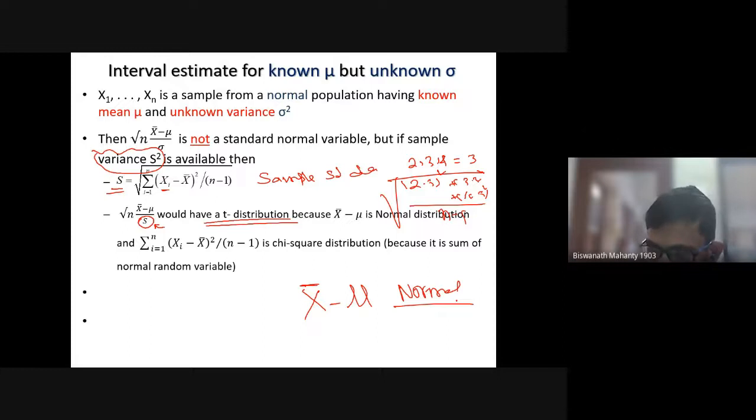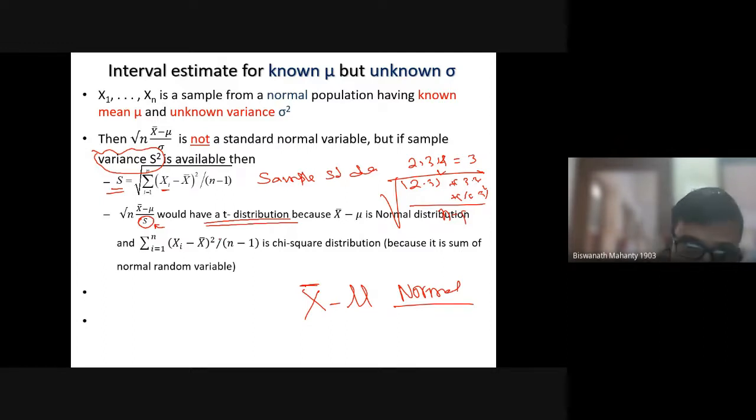Do you remember in our very first classes we were talking, if I have a normal distribution, if I add 2 normal values, it is again normal. If I multiply by something, it is normal. If I add something, it is still normal. So basically, x bar minus mu will definitely be a normal distribution.